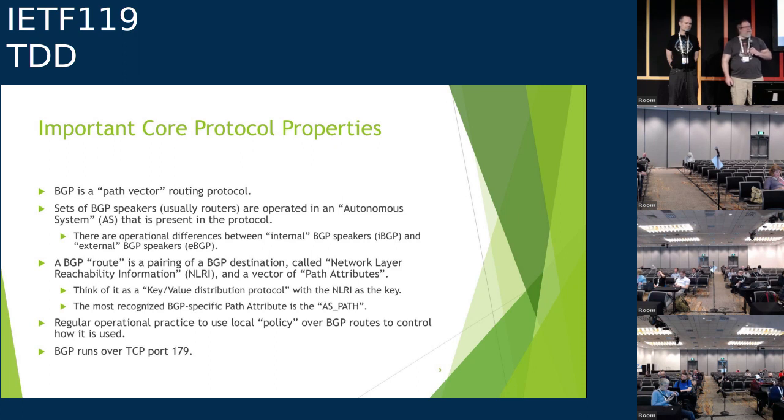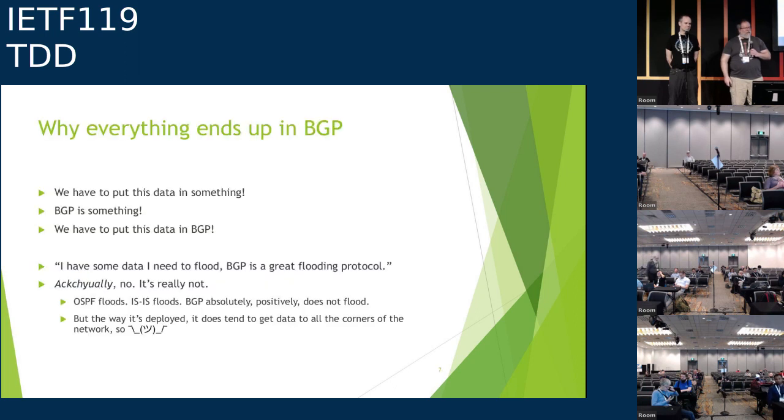BGP is actually a pretty straightforward protocol until you try to make it operate. That said, BGP runs over TCP port 179, and we have to put this stuff in something. It's widely observed that BGP carries around a lot of different stuff, and it's just one more case of the old syllogism. We have to put the data in something. BGP is something. We have to put the data in BGP.